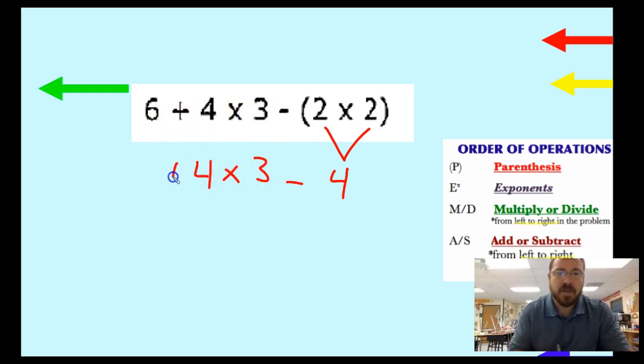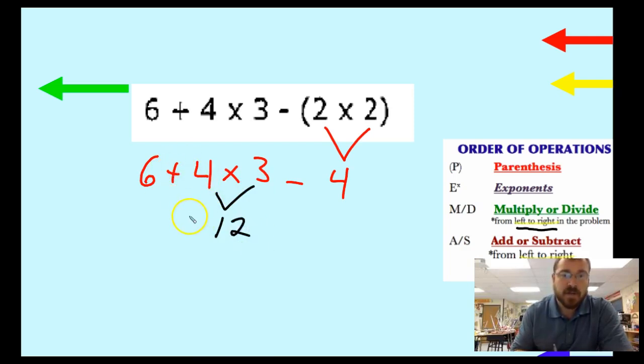One step at a time, which sometimes can be the biggest problem, to take your time and do one step at a time. Now we need to go back and look at those steps. Parentheses, we're all done with those. Exponents, there's no exponents. Multiply or divide from left to right. I have just one multiplication problem. 4 times 3 is 12.